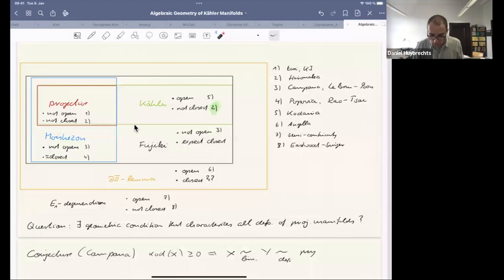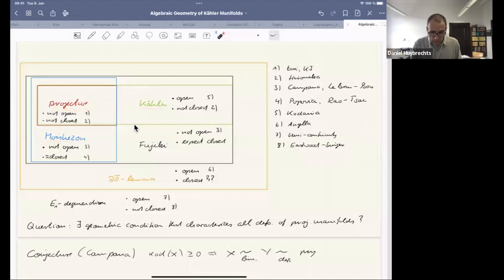So the Kähler property is an open condition. I don't know why I put this in green. Anyway, the Kähler condition is not closed. That's again this example by Hironaka, the same reason why Moishezon is not open. This is the same reason why projective is not closed, because you take this example of Hironaka where the special fiber is Moishezon but not projective, and then it cannot be Kähler either, because I told you Kähler and Moishezon implies projective.